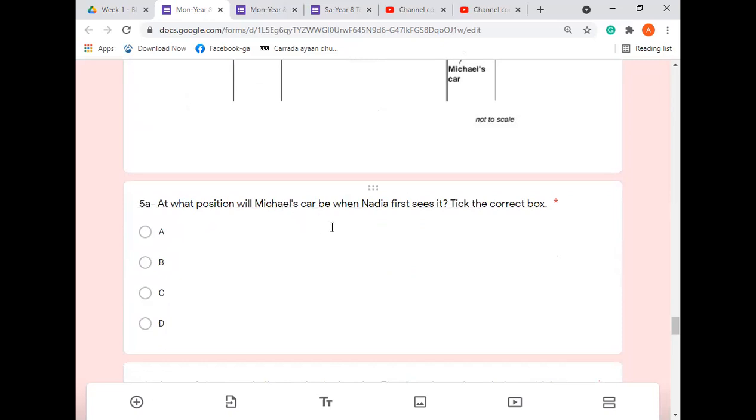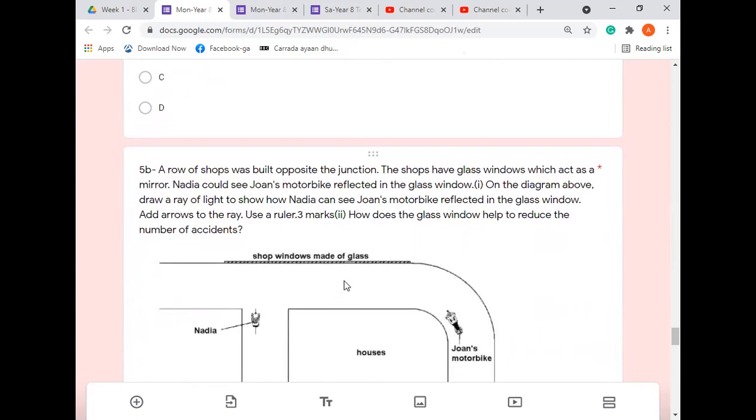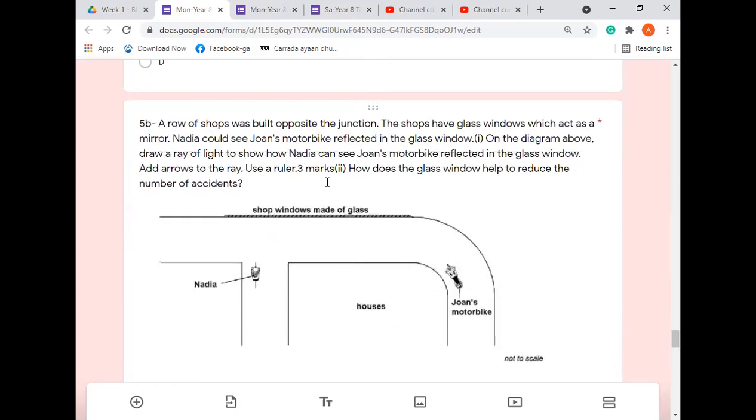At what point will Michael's car be when Nadia first sees it? Tick the correct box. A row of shops was built opposite the junction. The shops have glass windows which act as a mirror. Nadia could see John's motorbike reflected in the glass window on the diagram above. Draw a ray of light. You don't need to draw, just explain where it's going to be. How does the glass window help to reduce the number of accidents?